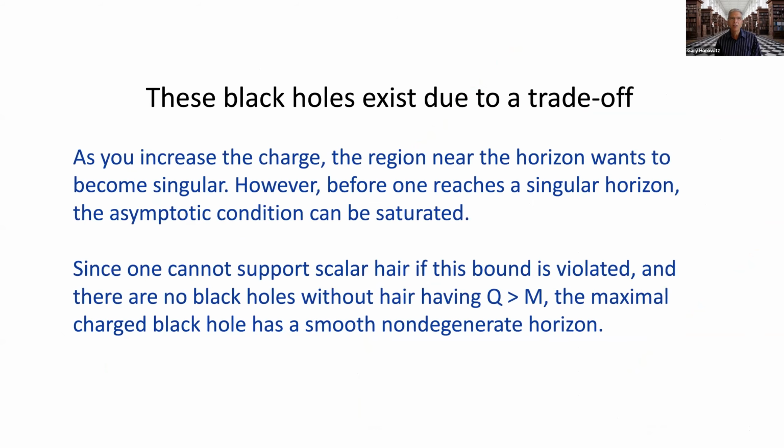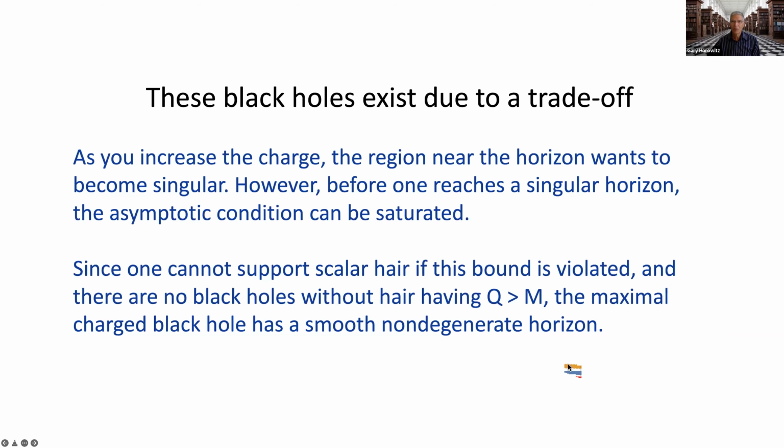Okay, so these new kind of extremal black holes exist due to a trade-off. As you increase the charge, the region near the horizon wants to become singular. You have this potential for the scalar field, which is driving it to large values. But before one can reach the singular horizon, the asymptotic condition can be saturated. And then you can't support scalar hair if this asymptotic condition is violated, and there are no other black holes without hair having Q bigger than M, and therefore the maximal charge black hole has a smooth, non-degenerate horizon.